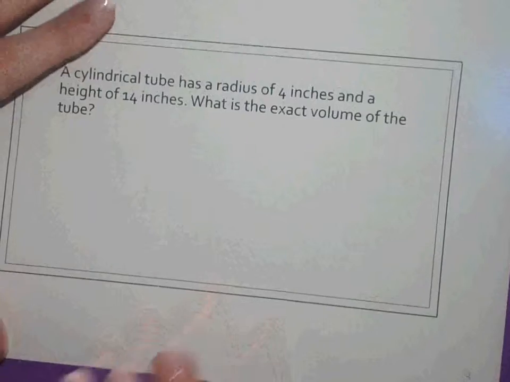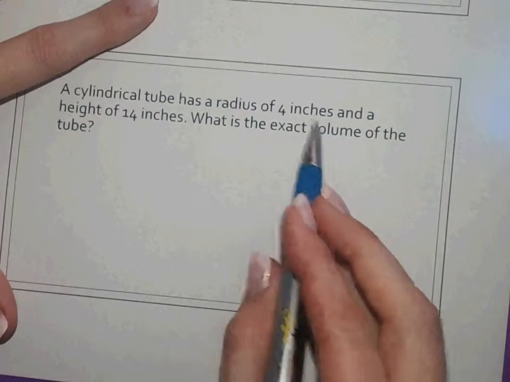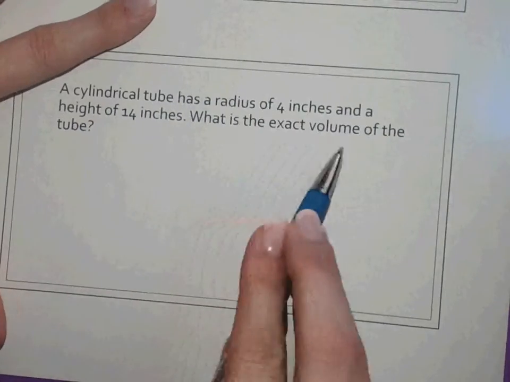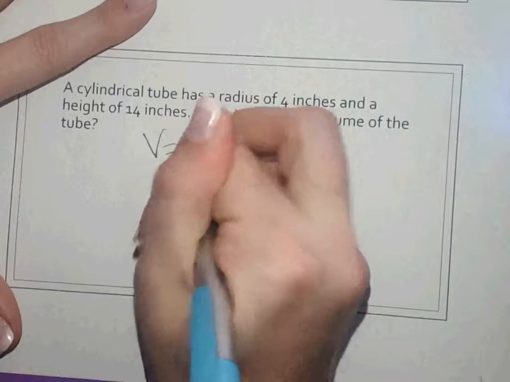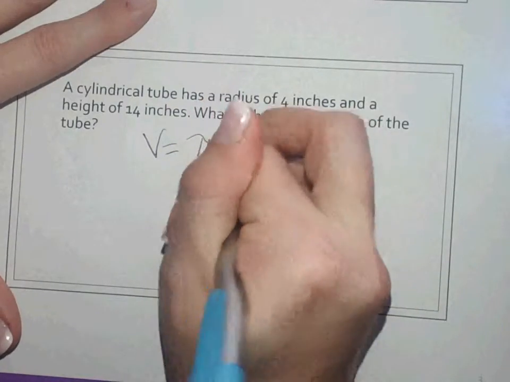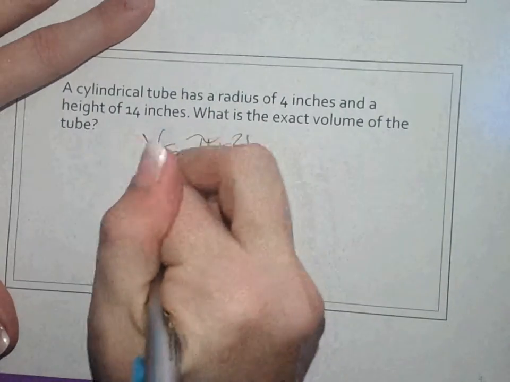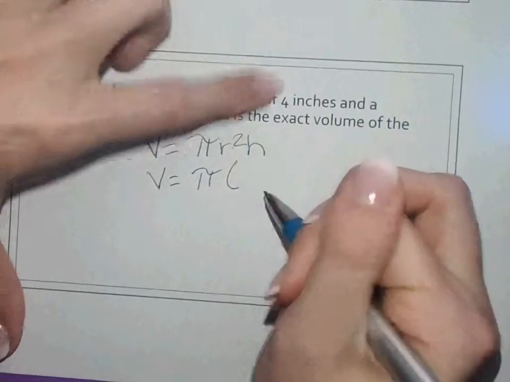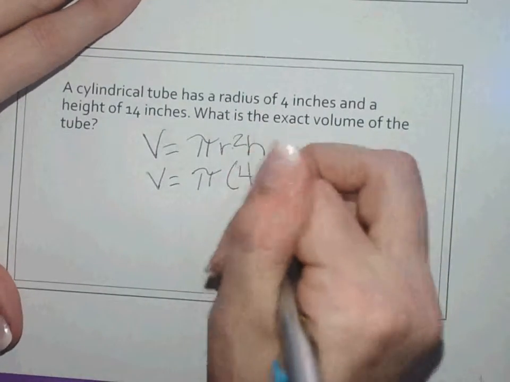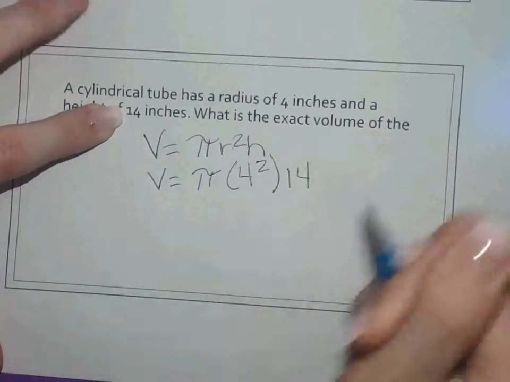Okay, now we've got our last type of problem. It says a cylindrical tube has a radius of 4 inches and a height of 14. What is the exact volume of the tube? So we start out with our formula, pi r squared times the height, and it wants exact, so we're leaving pi. So now I'm going to take the radius. It tells me the radius is 4 squared times the height, which is 14.